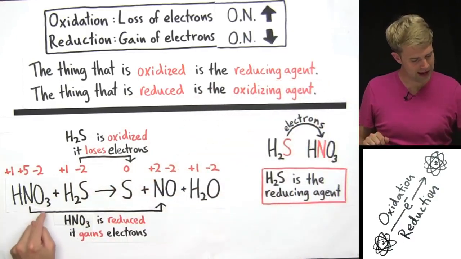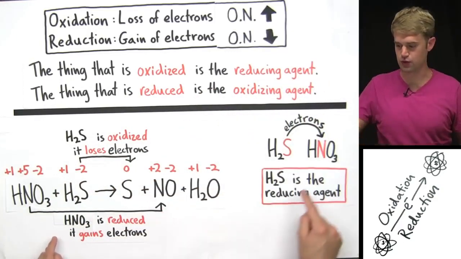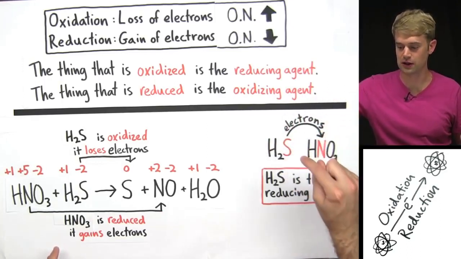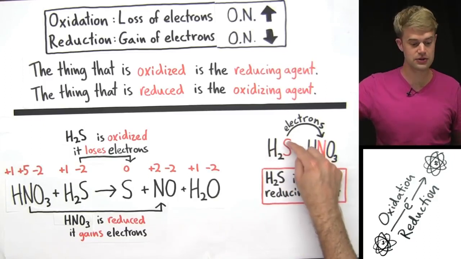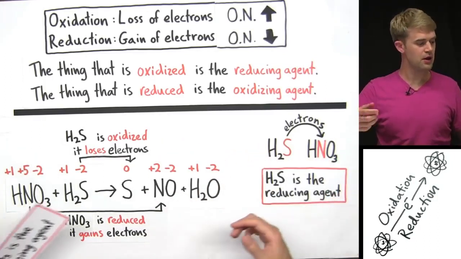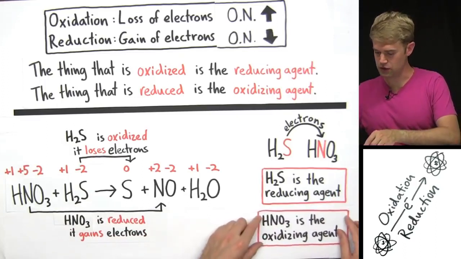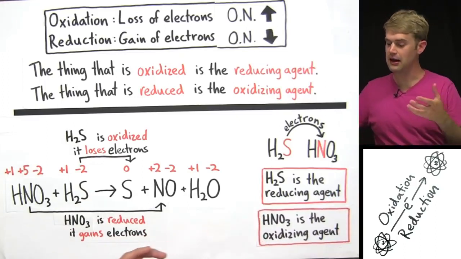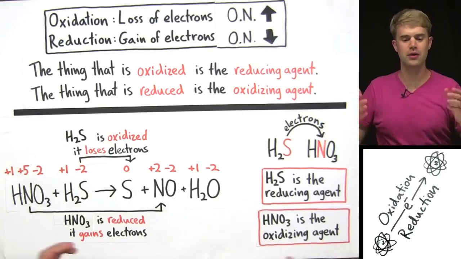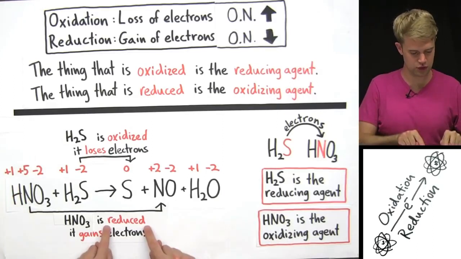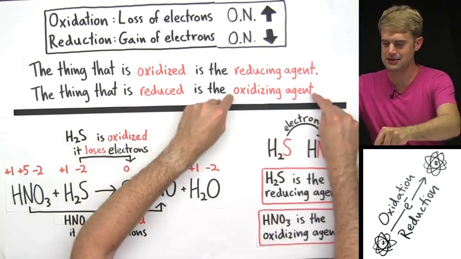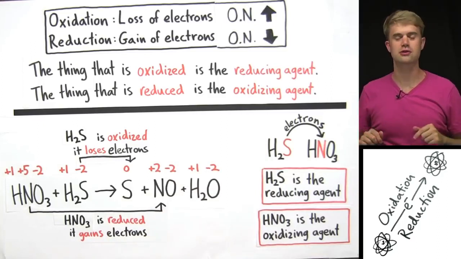And then over here, HNO3 is reduced. It's taking electrons from H2S, which allows H2S to become oxidized. It allows it to lose those electrons. So that means that HNO3 is making oxidation happen. So HNO3 is the oxidizing agent. And we can look at this rule up here, that the thing that is reduced, HNO3 is reduced, the thing that is reduced is the oxidizing agent, okay?